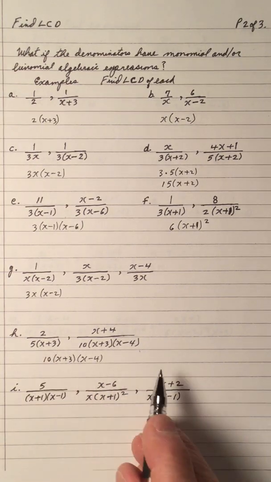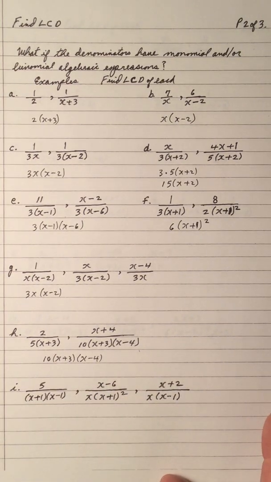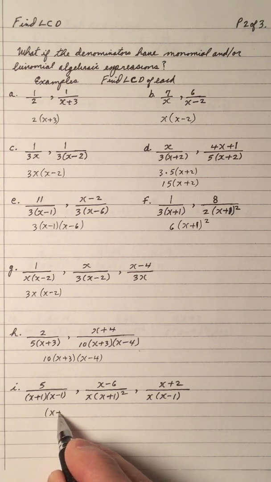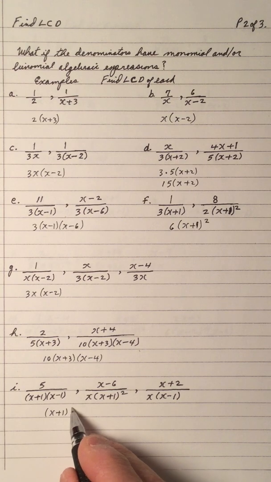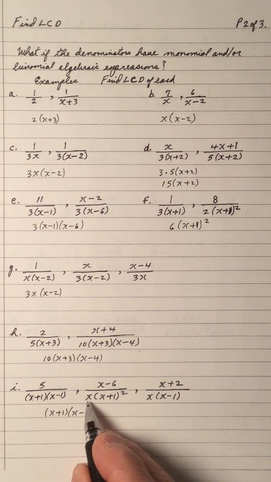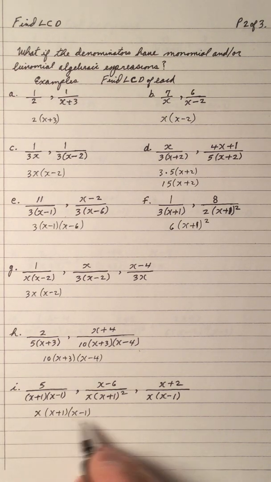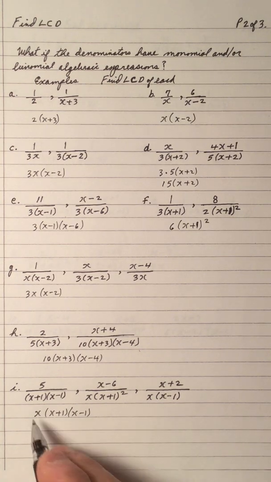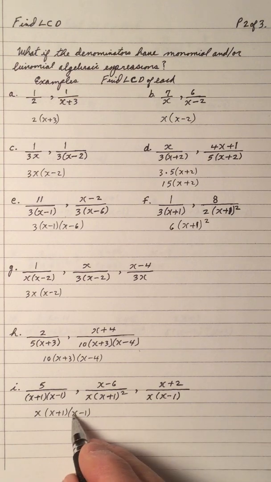This is a part of it. Here we go. What do I have? I have an x plus 1 as a factor. I have x minus 1 as a factor. X is not here, so I'll put it right here. I have an x plus 1 as a factor. I have an x as a factor. I have x minus 1 as a factor.